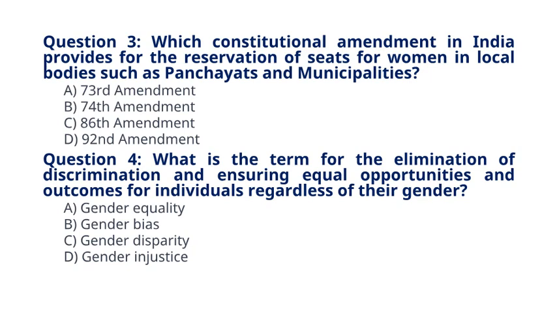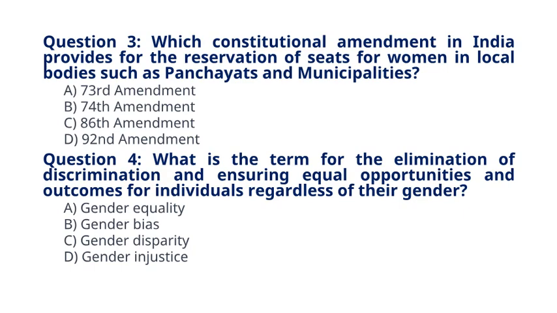73rd Amendment. Question 4. What is the term for the elimination of discrimination and ensuring equal opportunities and outcomes for individuals regardless of their gender? A. Gender equality. B. Gender bias. C. Gender disparity. D. Gender injustice. The correct answer for question 4 is option A.